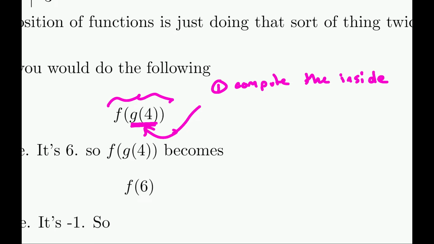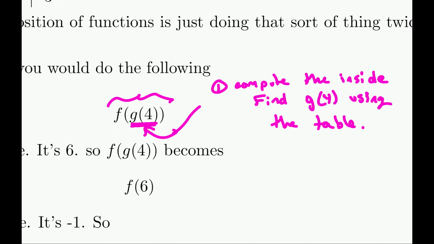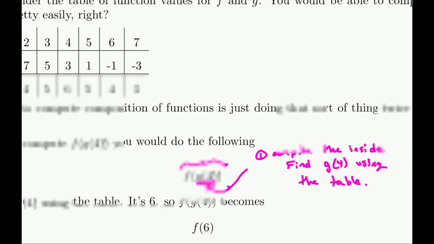So compute the inside. So we need g of 4. Here we need to find g of 4 using, in this case, the table. I have a table of values up above, and we're going to use it. So we go to the table of values to look up g of 4.